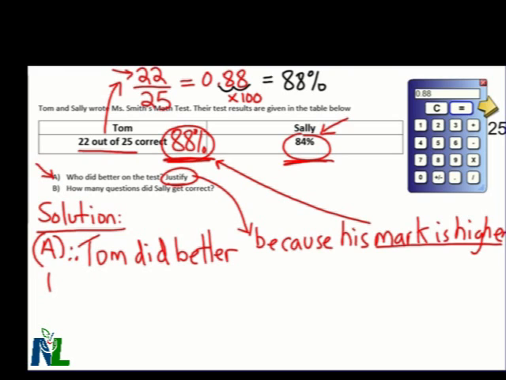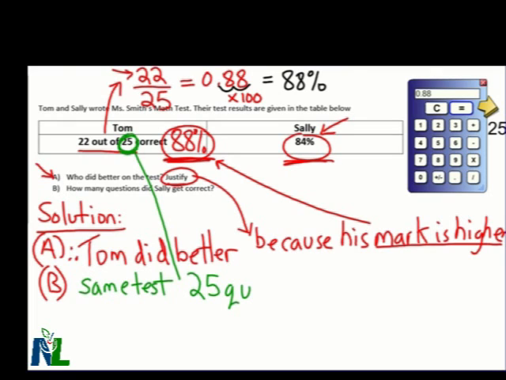Question B requires a little bit more thinking. It says, how many questions does Sally get correct? And this is where you need to remember that they wrote the same test. And Tom got 22 out of 25 correct, which means that there are 25 questions on the test.